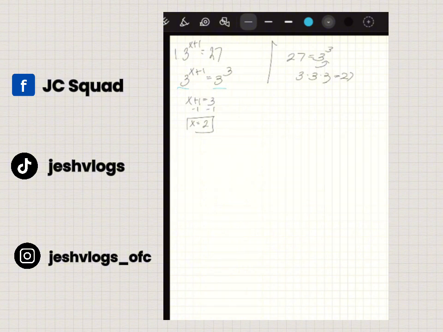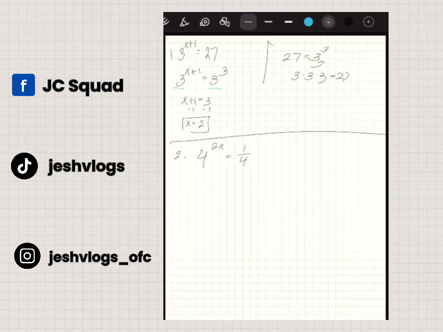So let's try another one real quick. Let's say for example 4 raised to 2x is equal to 1/4. I'll give you time to pause the video and try it for yourself. So now let's solve it. So again, we have to make the bases equal.